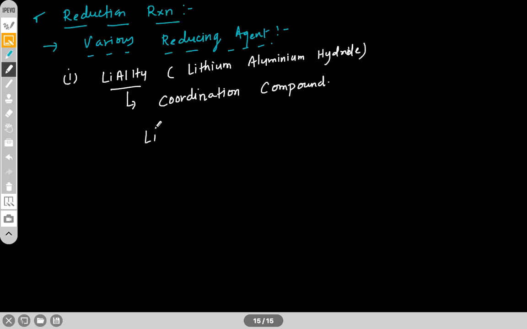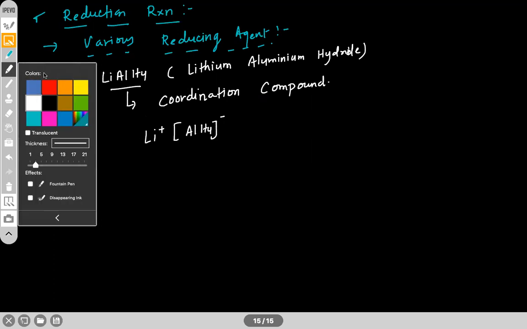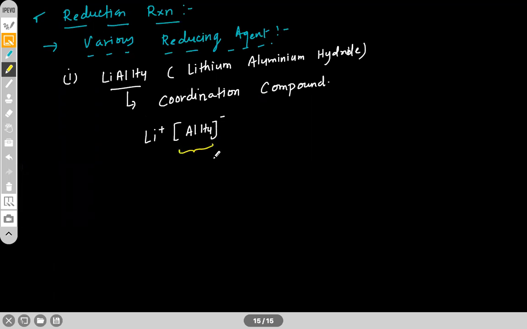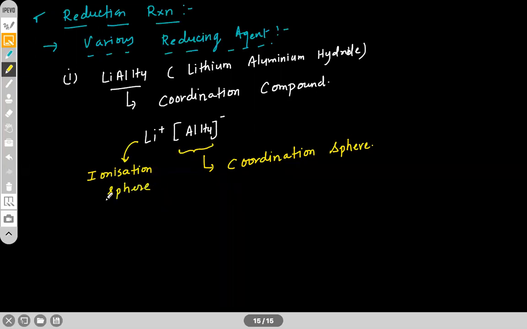And it is represented as Li+ [AlH4]-. Okay. Coordination compounds are different from the simple compounds. The part which is written in the square bracket, we call it the coordination sphere. And the part which is written outside the square bracket, we call it the ionization sphere.